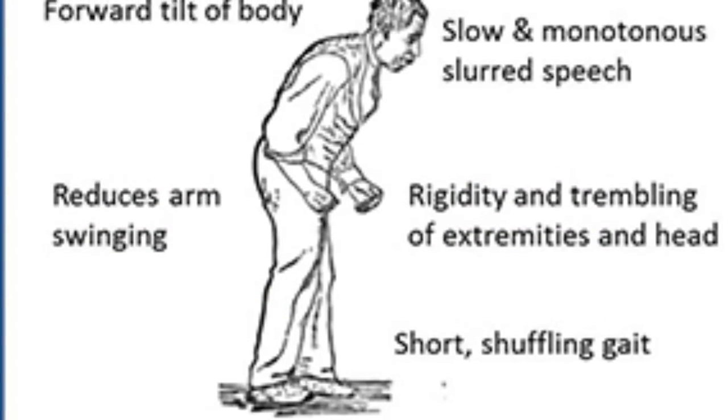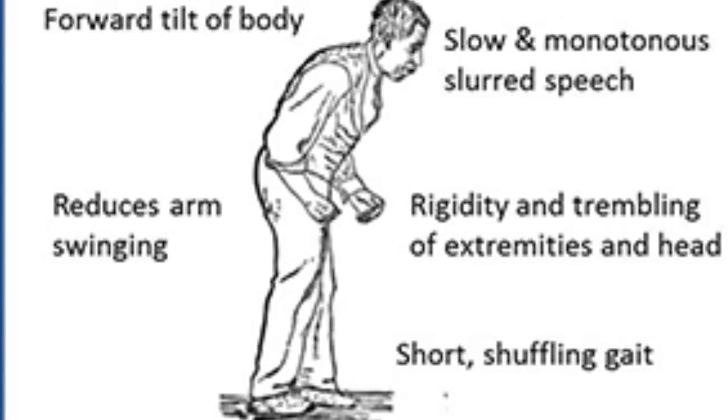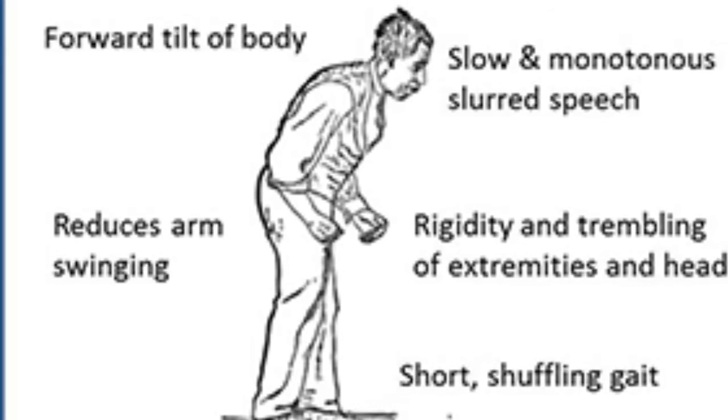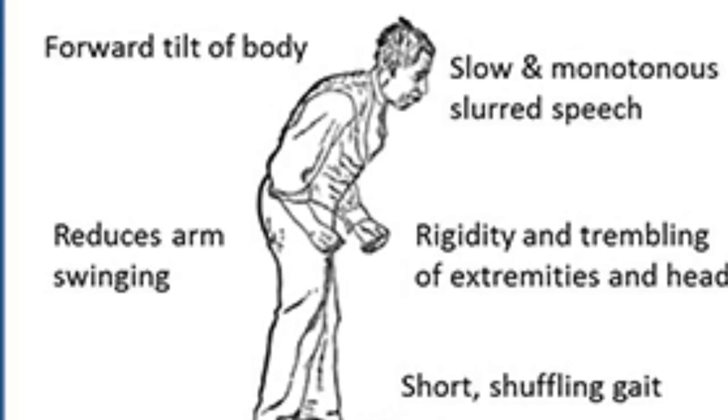Parkinson's disease symptoms typically occur in the ages between 50 to 60. They include muscle rigidity, tremors, and changes in speech.